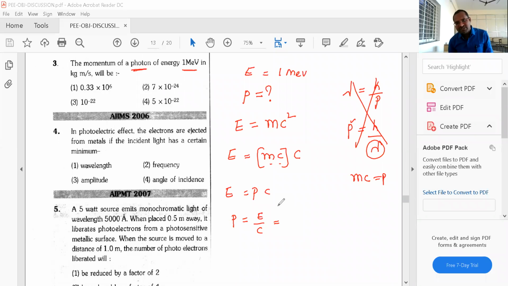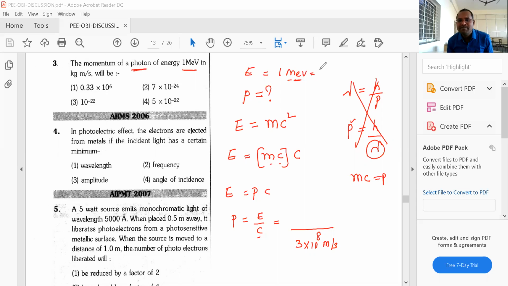But how much energy is given? 1 mega electron volt. Whereas c, we know, is 3 into 10 to the power of 8 meter per second. The unit is meter per second. Here electron volt is not an SI unit, so let us convert it into SI unit.